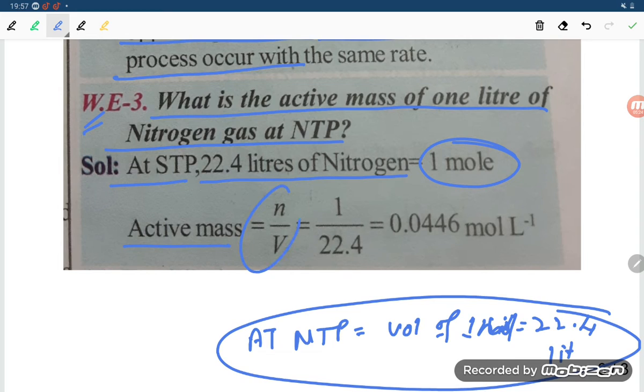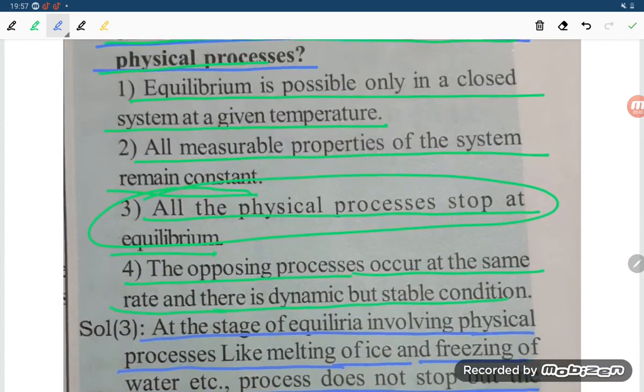So active mass is equal to n by v, that is 1 by 22.4 liter, which is 0.0446 mole per liter. So that is the active mass of nitrogen gas. This is all about the law of mass action.